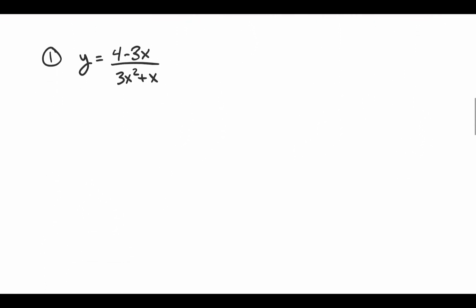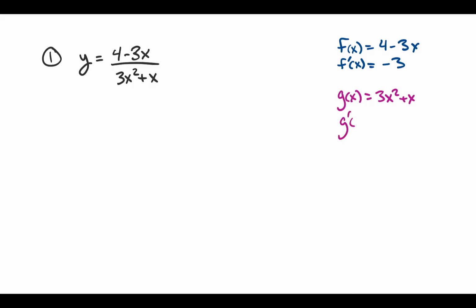So here we go. Now we'll start using it. For this, I'll jump aside just for now and say our f of x is equal to 4 minus 3x, what's up top. And then our g of x is going to be 3x squared plus x. So let's get our derivatives real quick. f prime of x is just negative 3, and then our g prime, the one on the bottom, is 6x plus 1.